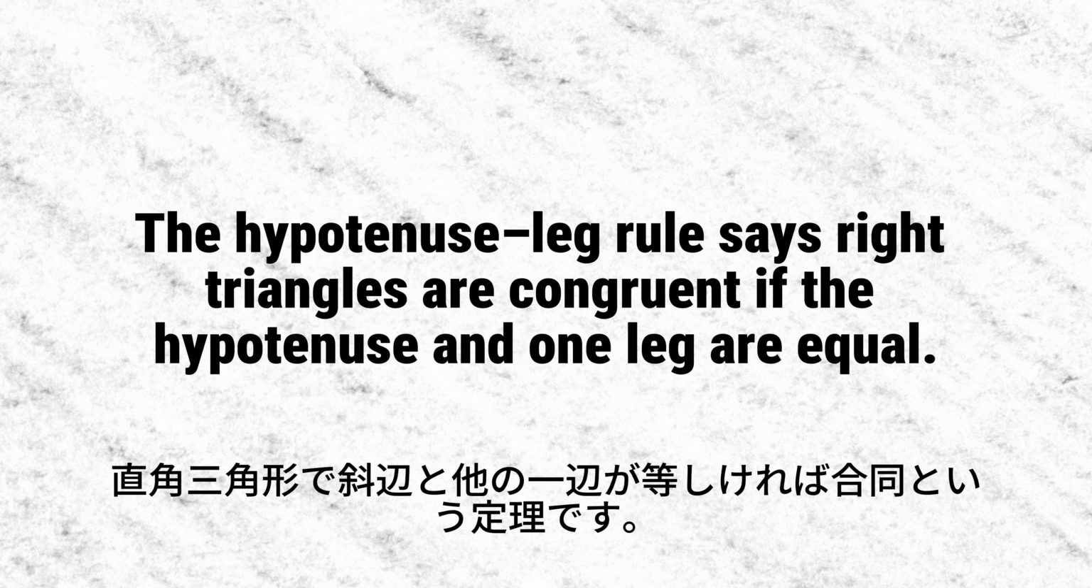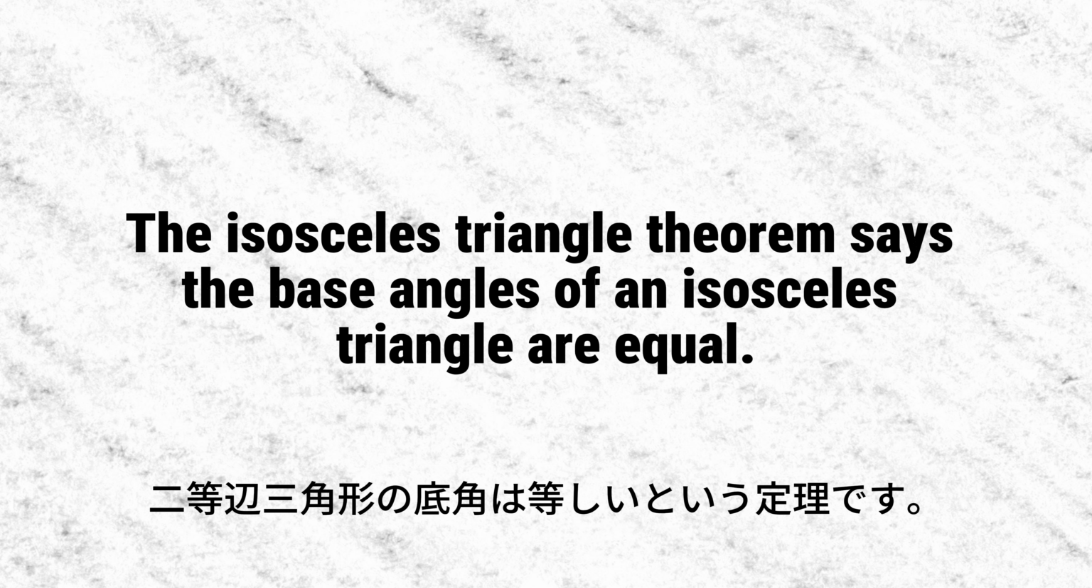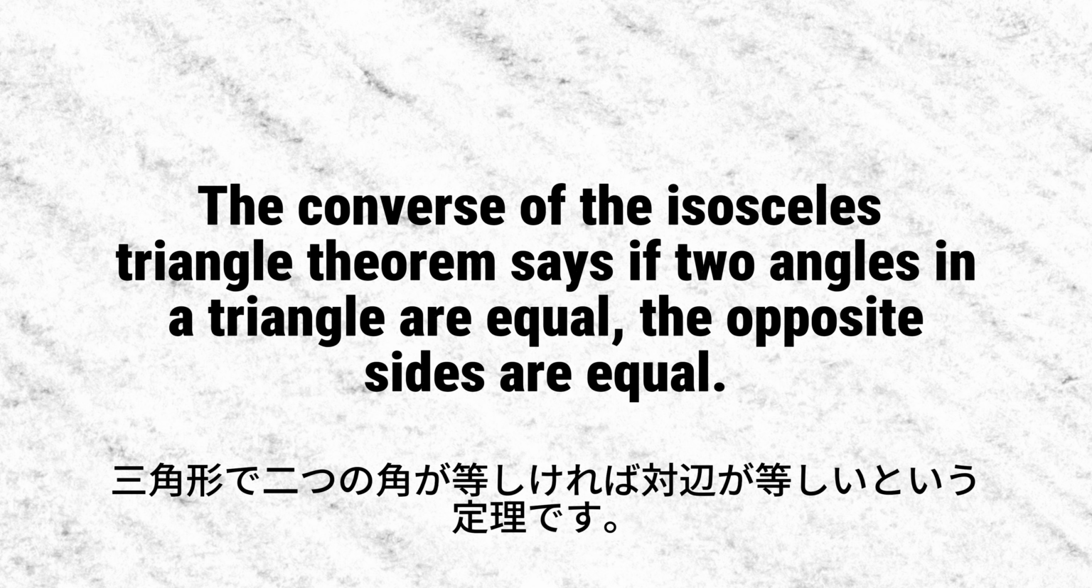The hypotenuse leg rule says right triangles are congruent if the hypotenuse and one leg are equal. The isosceles triangle theorem says the base angles of an isosceles triangle are equal. The converse of the isosceles triangle theorem says if two angles in a triangle are equal, the opposite sides are equal.